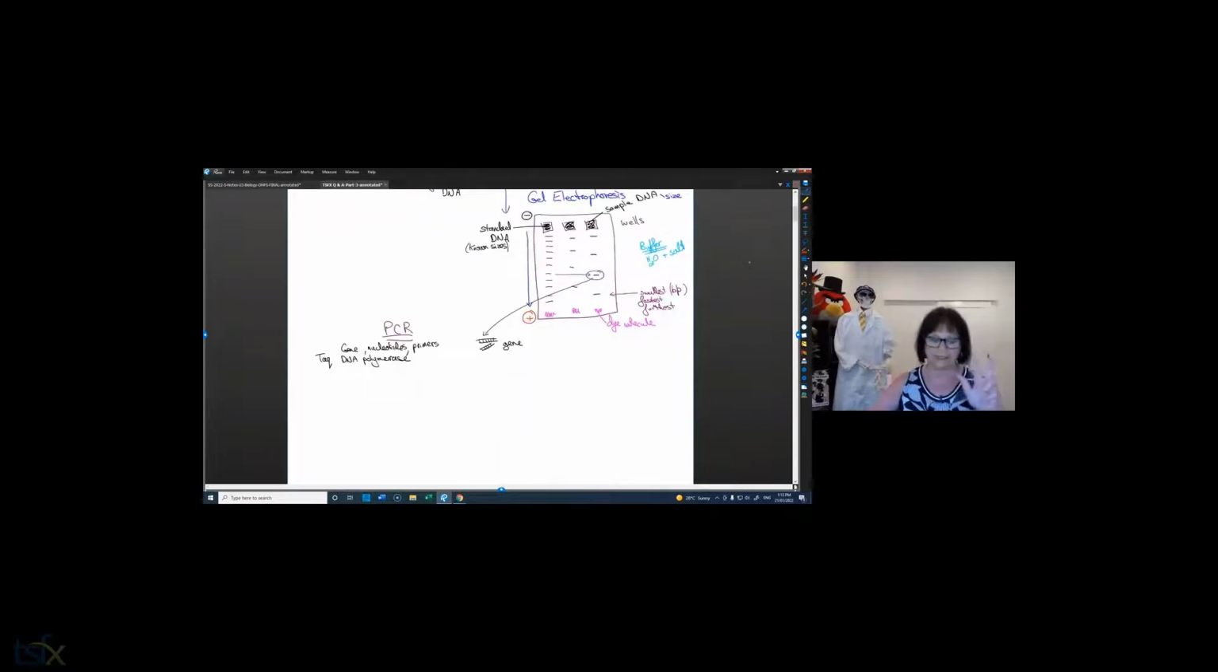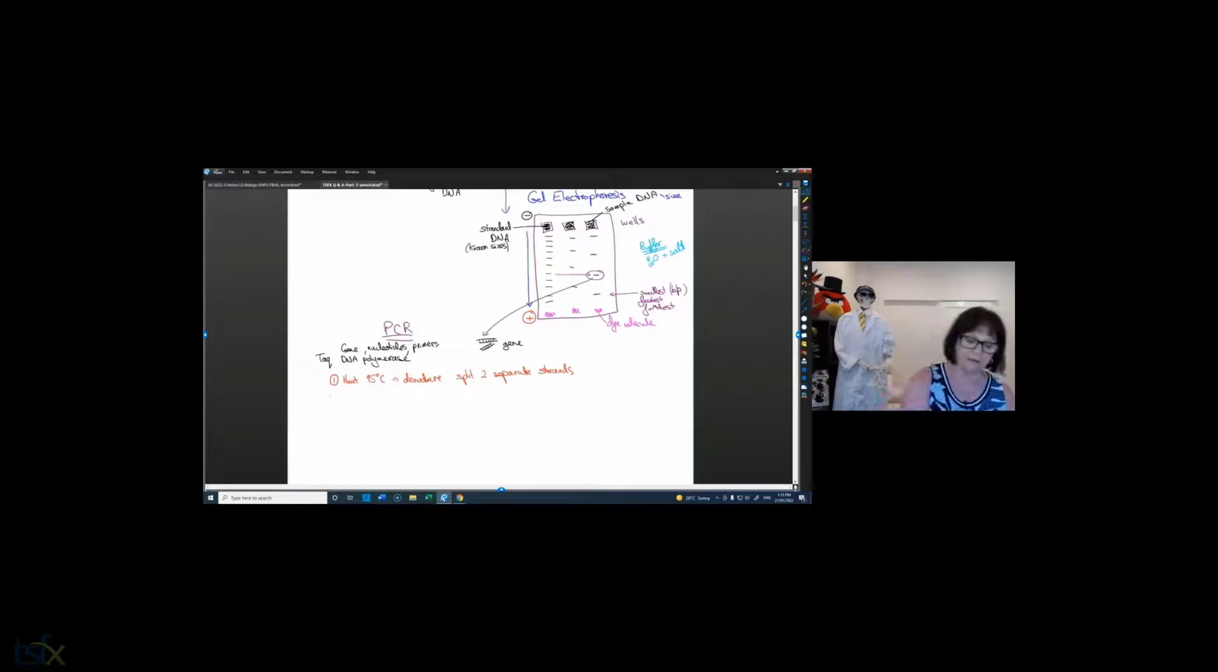And then we have 3 steps. Step 1, the machine heats itself up to about 95 degrees. And what we're going to have is the DNA will be denatured. And what that means, we're going to split into 2 separate strands. So the DNA ladder is now separated into 2 separate strands for our particular sample that we've put in there.